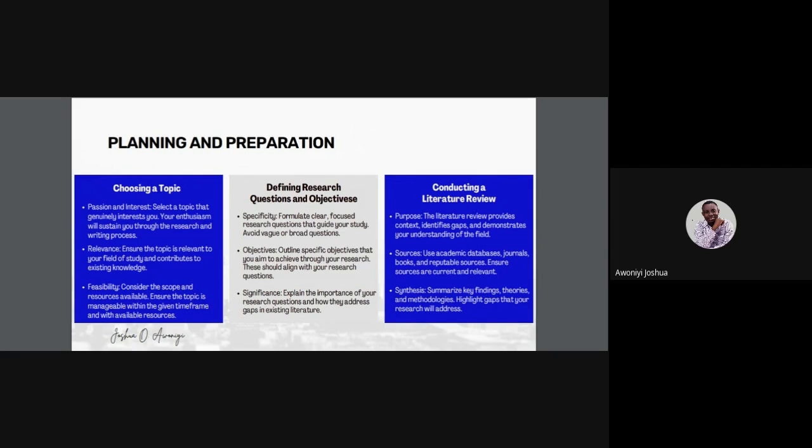Planning and preparation. The first thing you need to do is to choose a topic. Now, most students usually have these problems. They really do have these problems, probably because they traveled. They don't usually have enough time to do the research, to do their findings before they pick a particular topic.